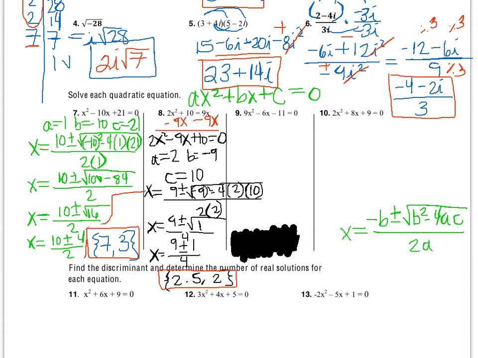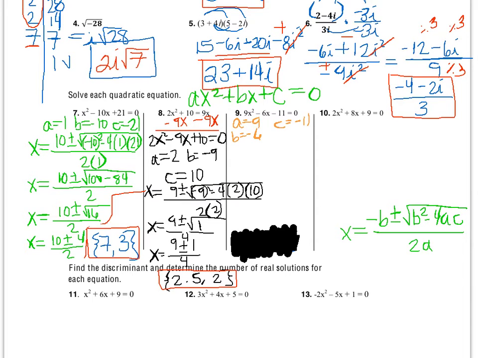So in number 9, this is already in standard form and it's set equal to 0. So I just need to identify my A, B, and C. We'll use a different color at least so we're not getting it mixed up. A is equal to 9. B is equal to -6. And C is equal to -11.